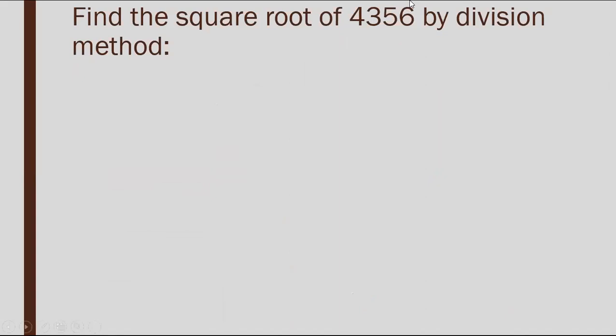Now, here the question is 4,356. We have to find the square root of 4,356. Okay. Now, there are 4 digits. What we have to do? We have to start making pairs from right to left. Okay. So we get 2 pairs. One pair is 56 and one pair is 43.